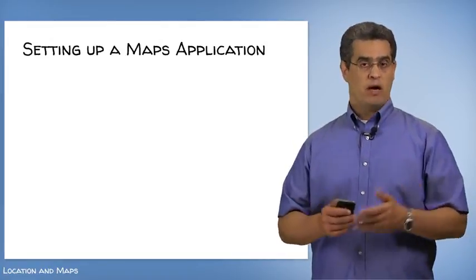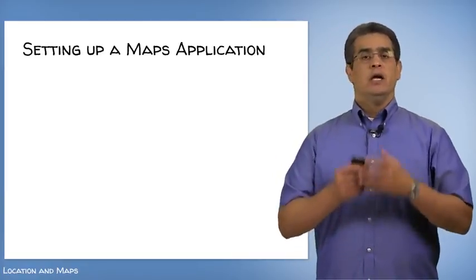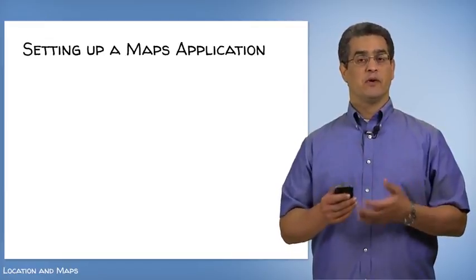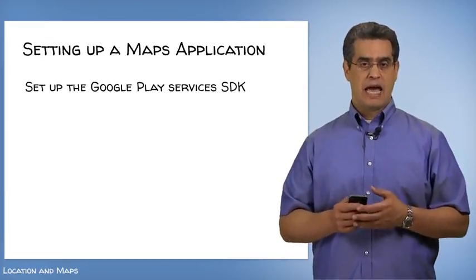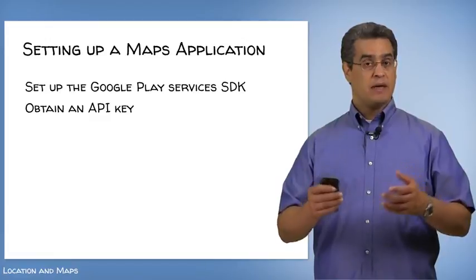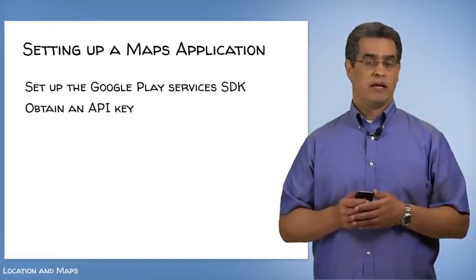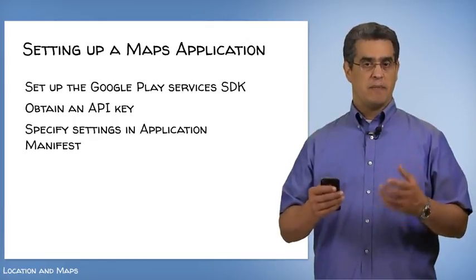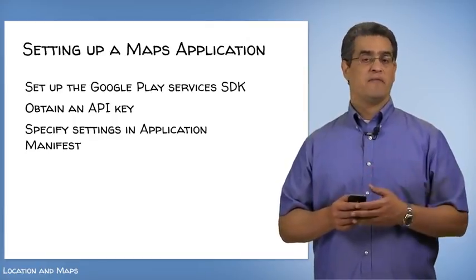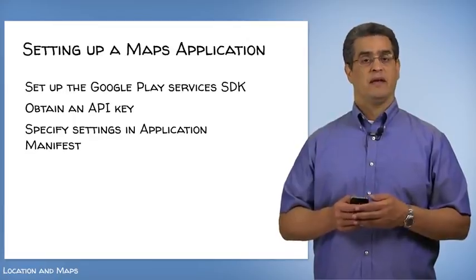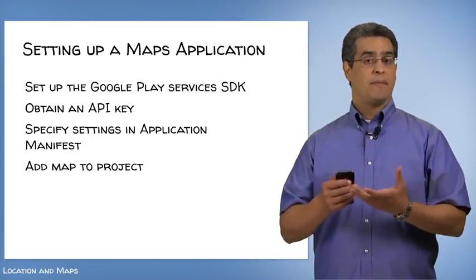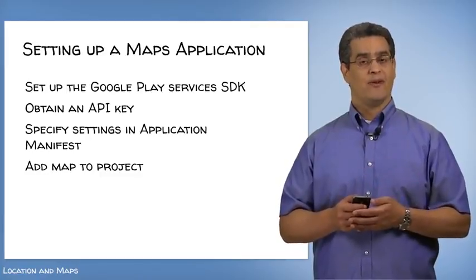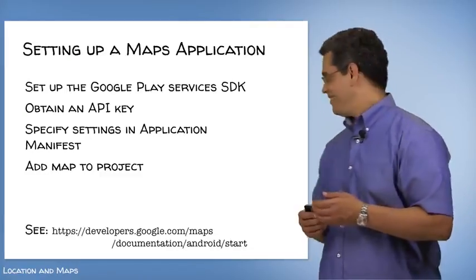To set up and run a Maps application, you'll need to take some extra steps. For instance, you'll need to configure the Google Play Services SDK. You'll need to obtain an API key that identifies your application. You'll need to specify permissions, settings, and the API key in the Android manifest.xml file. And then you'll need to add the map to your application. And these steps are described in more detail at the following URL.